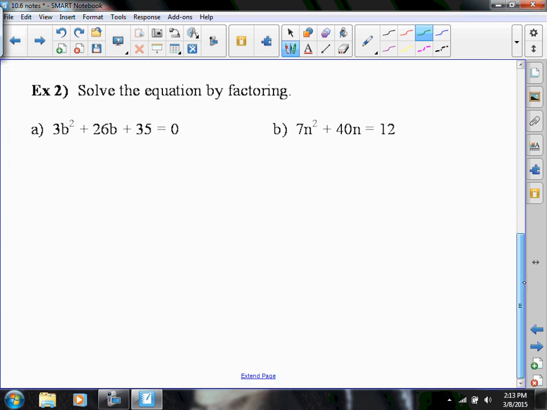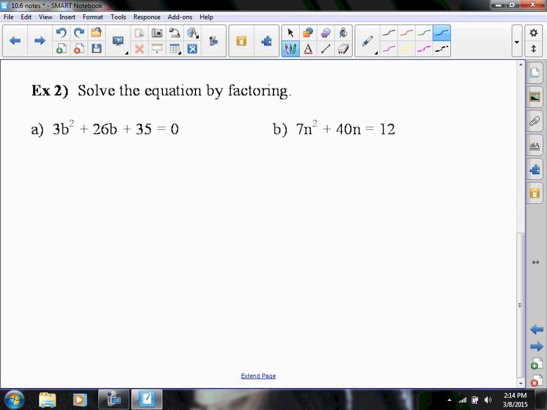Now our only other example has these 2 parts to it, and these are equations. So we're going to factor just like we did, and then after we factor, we're going to solve by setting each of the little parentheses equal to 0. So I have 3b squared plus 26b plus 35.